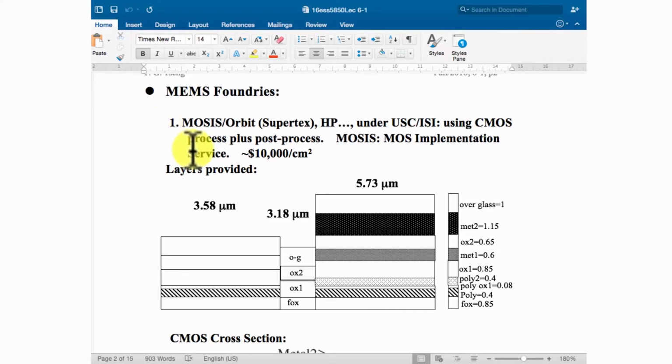The MOSIS process is based in the United States, similar to TSMC's process. If you want an area of 1 centimeter square, it will cost you around 10,000 US dollars. It's not cheap. It's quite expensive. If you use a TSMC process, it's a little bit cheaper, but similar.